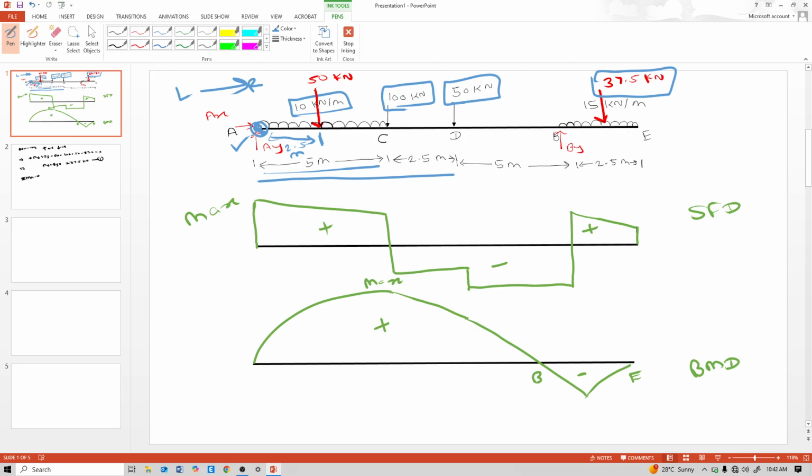Now see this force. This is also clockwise to that point A. Clockwise means positive. Force is 37.5 multiplied by the perpendicular distance, which is total 5 plus 5 is 10 plus 2.5, that means 12.5 plus 2.5 upon 2. So this is 1515.625.